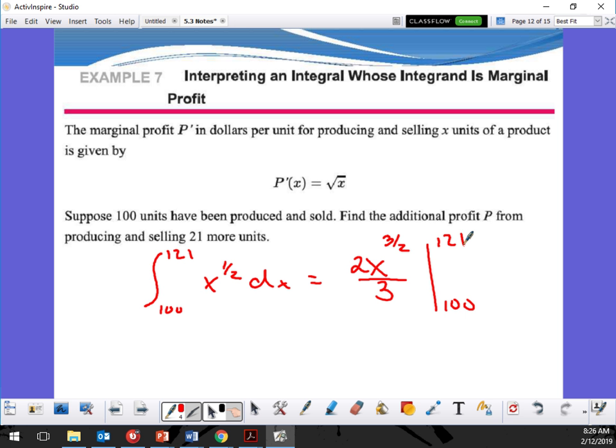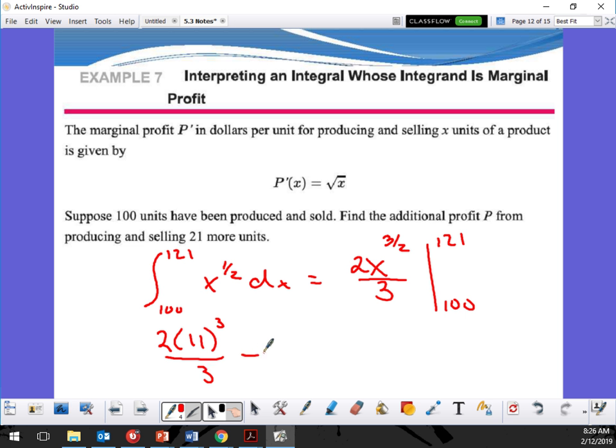A neat trick to go along with this. Since the exponent is 3/2, I'm going to plug in 121, right? Since it's a fractional exponent, what is the square root of 121? 11, to the 3rd power. I'll just write it out: 2 times 11 to the third power over 3. I'm just writing it out because we're going to have to plug it in anyway.